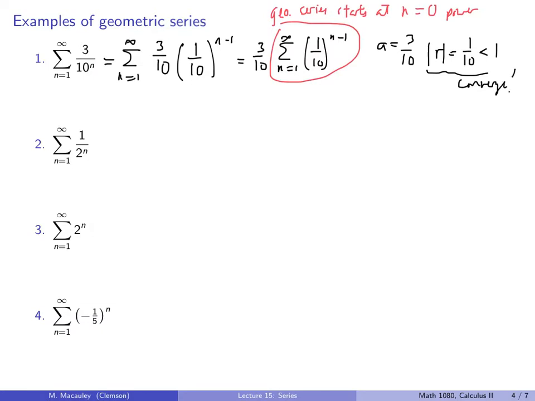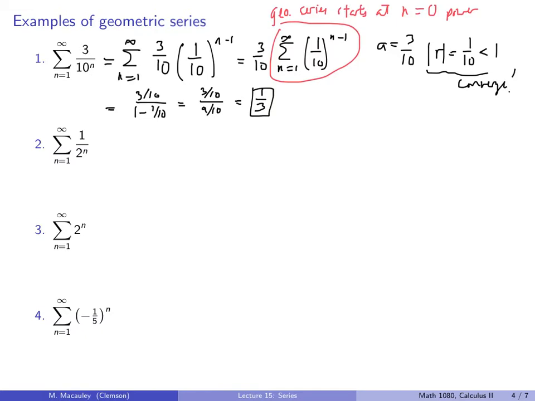So this thing now equals 3/10 over 1 minus 1/10. Let me erase that, I'm going to run out of room from the thing below. So this is going to be 3/10 over 1 minus 1/10, and that is 3/10 over 9/10, and that's going to be 1/3.